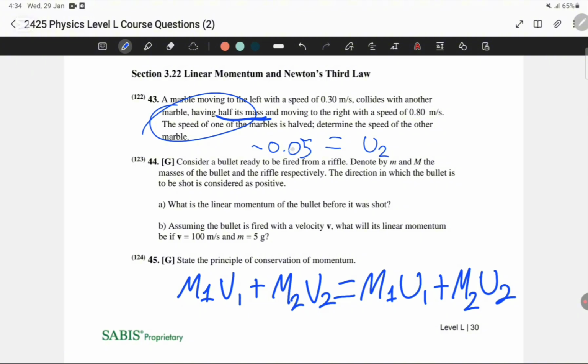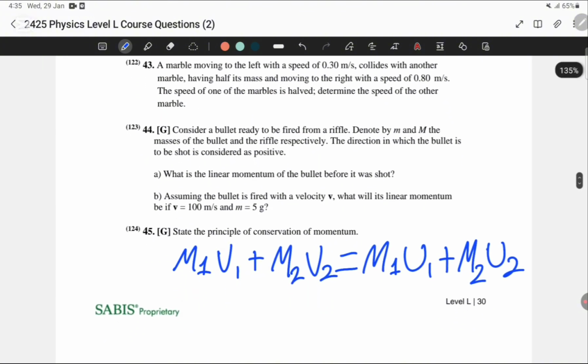So u2 is going to be equal to 0.1 meters per second, because when we moved it here, the negative 0.15 was negative 0.15. When we move it there, it's going to be positive 0.15 plus negative 0.1. That's the answer for this one, 0.1 meters per second.